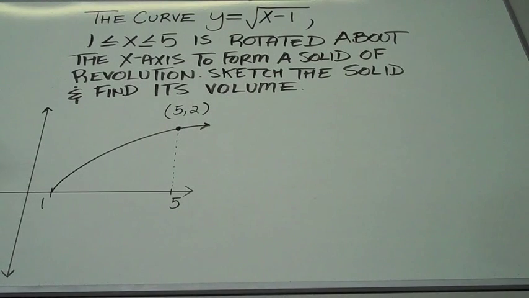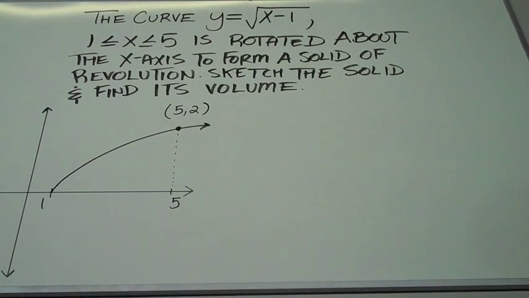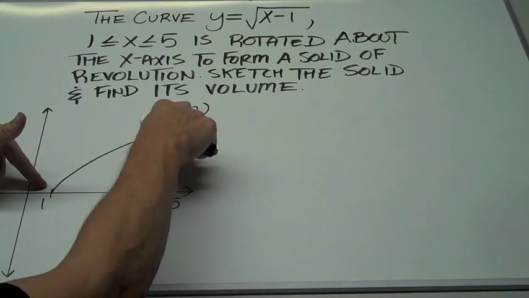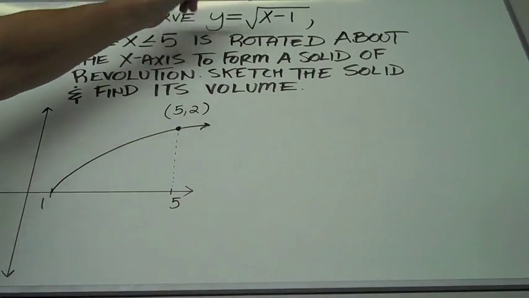The curve y equals the square root of x minus 1 from 1 to 5 is rotated about the x-axis. So I'm going to grab this x-axis and spin it. It says sketch the solid and find its volume. Well, the first step is I have to sketch the solid. I know it starts at 1, and if I plug in a 5, I get 2. I get plus or minus 2, but for now we'll take the principal root. So this is what it looks like, a one-armed bandit. I call these square root functions the one-armed bandits.